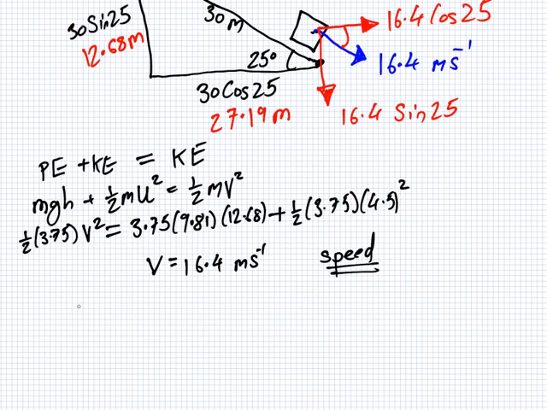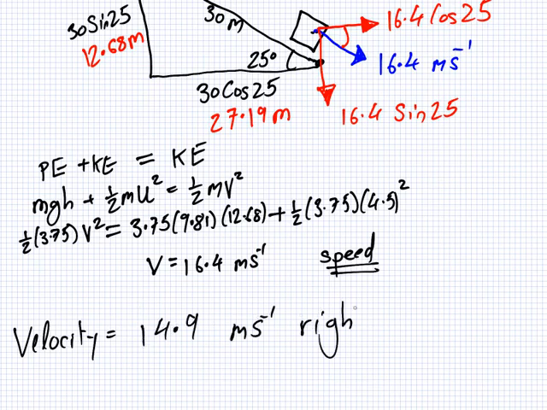So 16.4 cos 25. So the velocity is 14.9 meters per second right, and then 6.93 meters per second down.